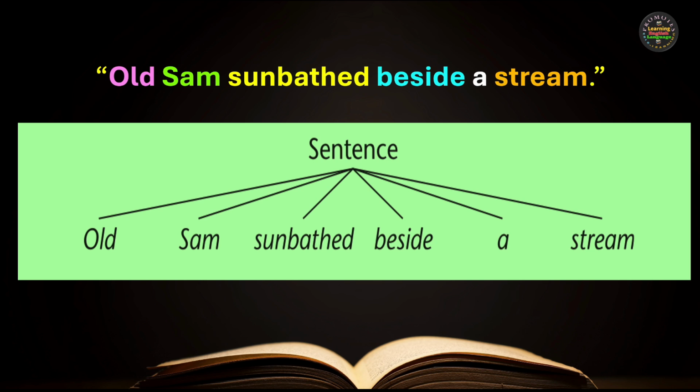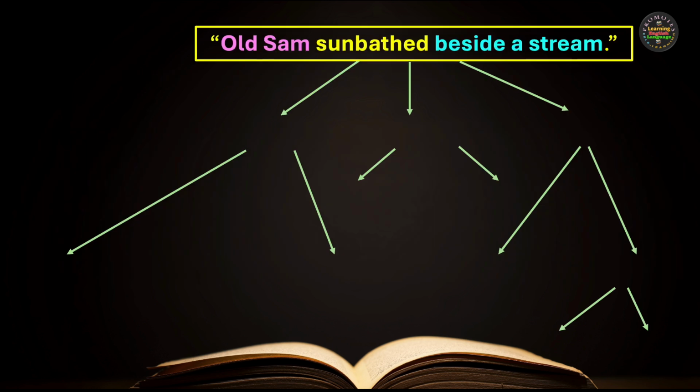1, 2, 3, 4, 5, 6. So this sentence consists of 6 words. But are mere the words conveying the whole idea? Think about this. Meantime, we continue our discussion. Look at the sentence. Old Sam sunbathed beside a stream. Now we are making a tree diagram of this sentence.